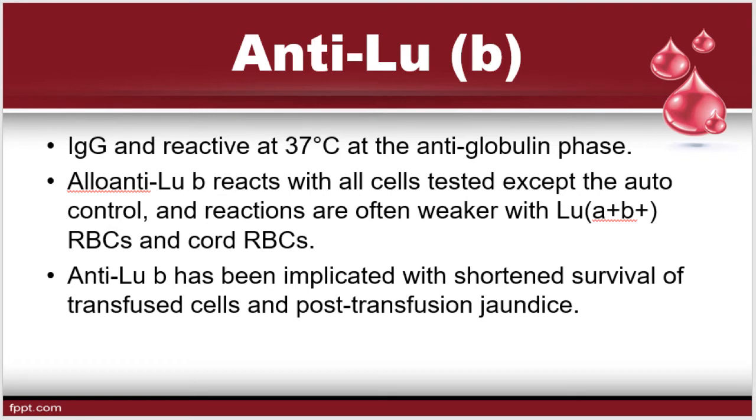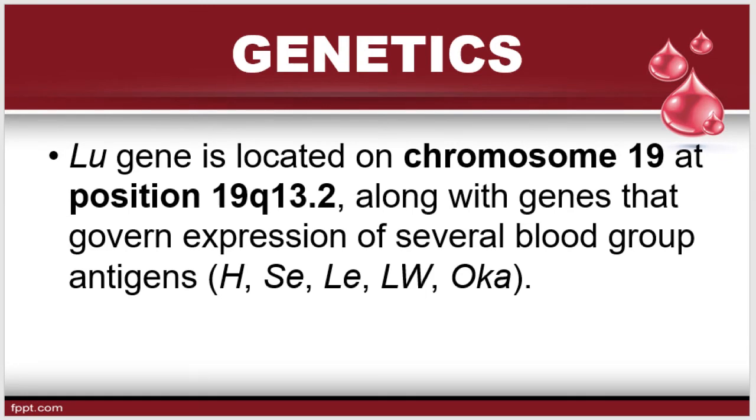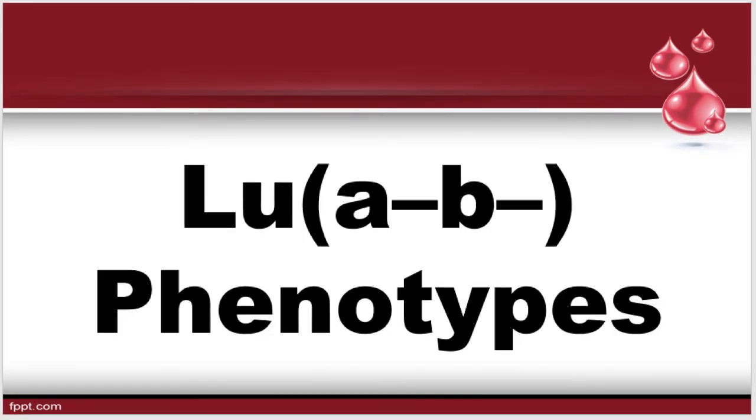Anti-LUB has been implicated with shortened survival of transfused cells and post-transfusion jaundice, but severe or acute hemolysis has not been reported. The LU gene is located on chromosome 19 at position 19q13.2, along with genes that govern expression of several blood group antigens such as H, SE, Lewis, LW, and OK. The number of antigens is 19. Now let's talk about the LU A negative, B negative phenotypes.